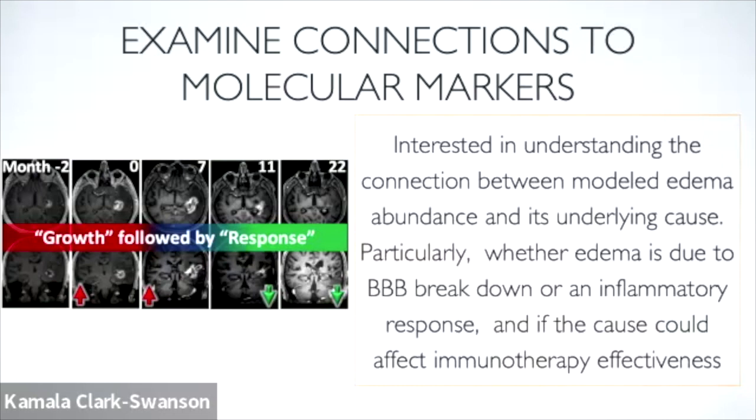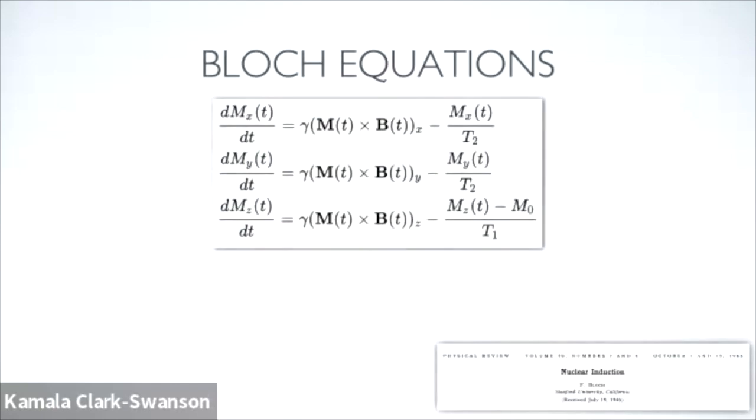And so whether this brightness is associated with the blood-brain barrier breakdown or if it's associated with immunotherapy effectiveness. But first, we were really just wanting to answer the question of whether what we're modeling is due to blood-brain barrier breakdown and make some connections between that and some RNA transcriptomic markers of blood-brain barrier.